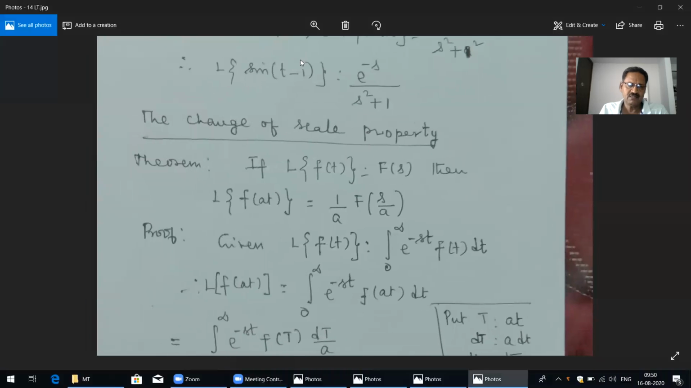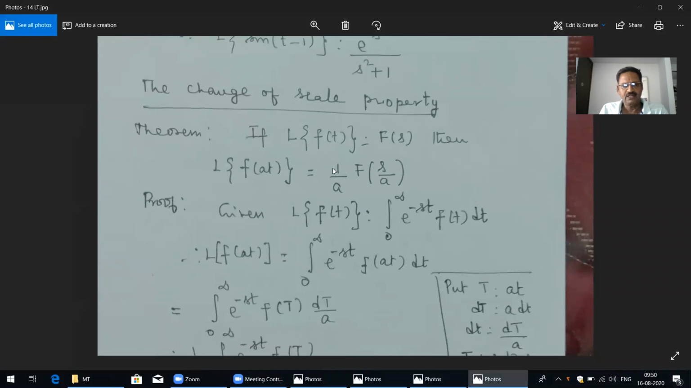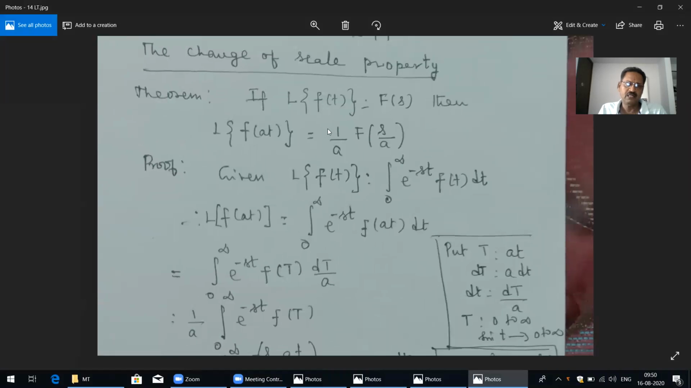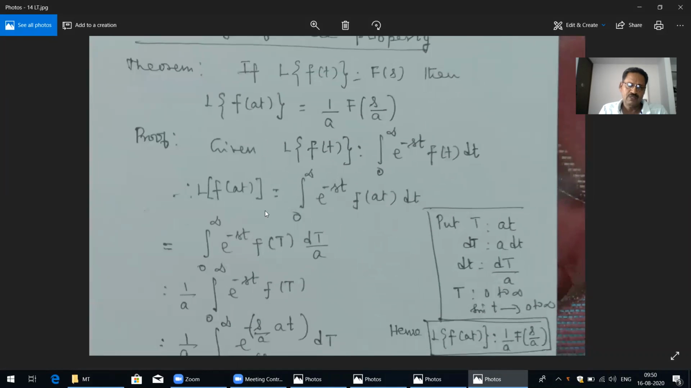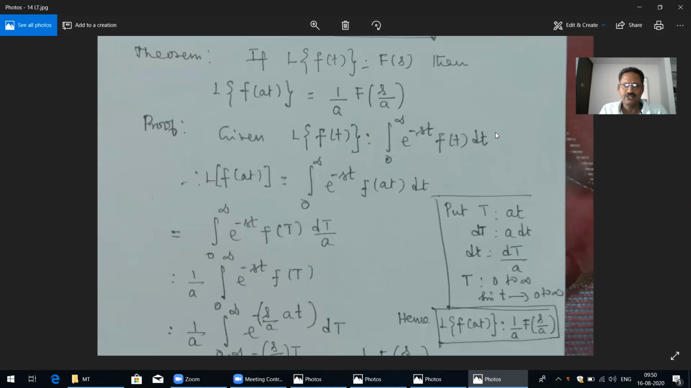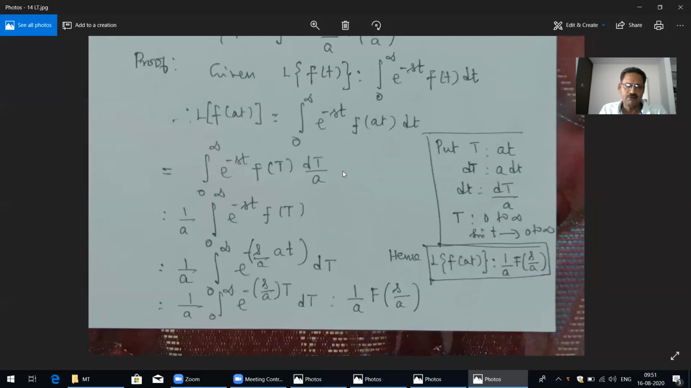Next concept is the change of scale property. If Laplace transform of f of t equal to f of s, then to prove that Laplace transform of f of a t equal to 1 by a into f of s over a. So this one is given, this is nothing but the definition. Then, what's the Laplace transform of f of at? Just replace f of t by f of at. So you are getting this one based on the definition.